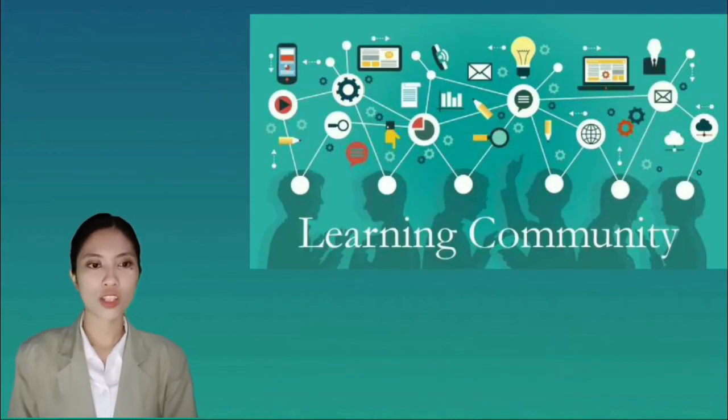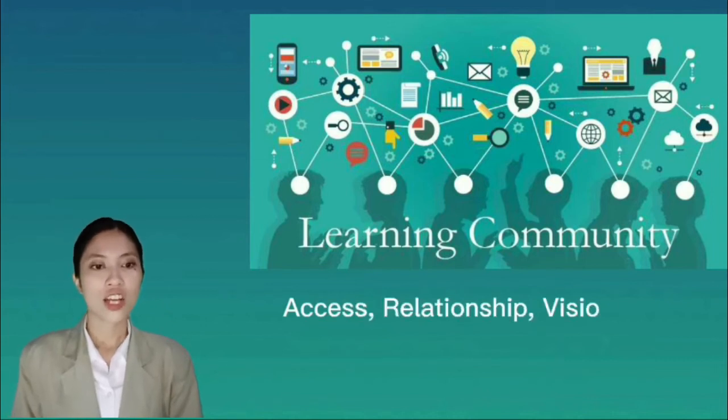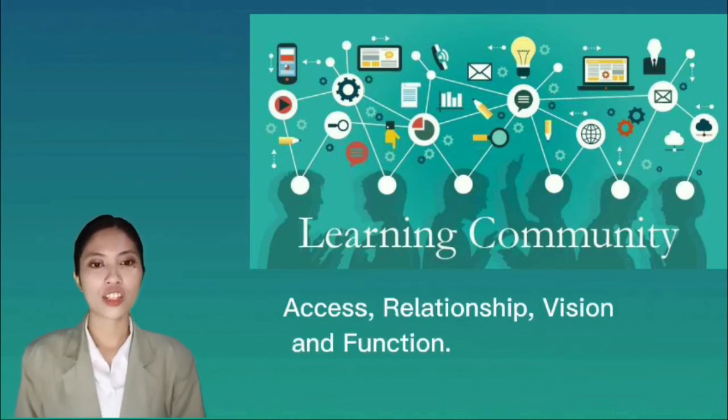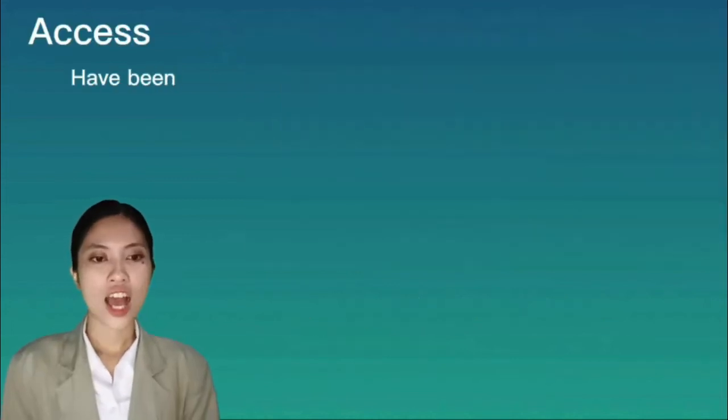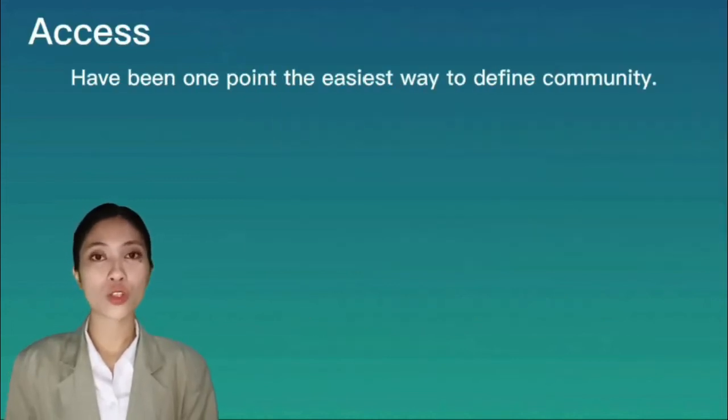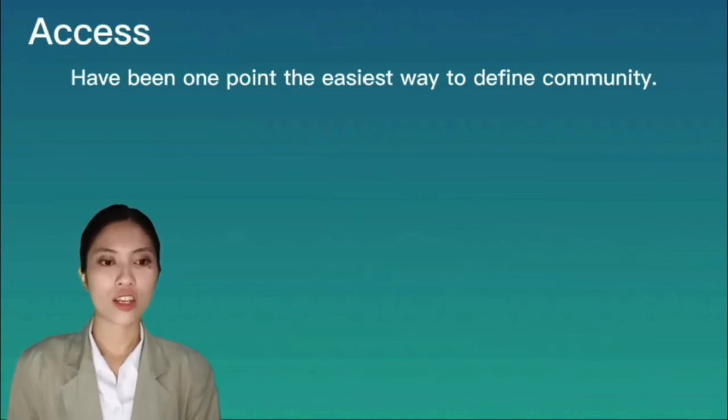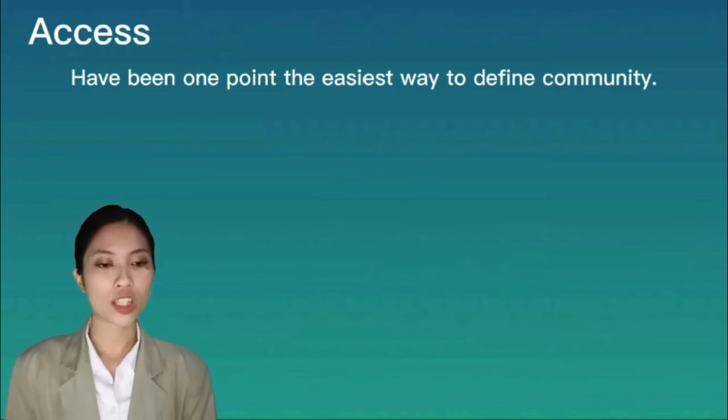and more effective solutions. According to the study of West and Williams 2017, a learning community boundary is often defined in terms of participants since they share access, relationships, vision, and function. Each boundary contributes in various ways to different theoretical understandings of a learning community. Access has been one of the easiest ways to define a community. For example, according to K 2011, if people live close together, they are a community. If children attended the same school or community, they were a school or class community.